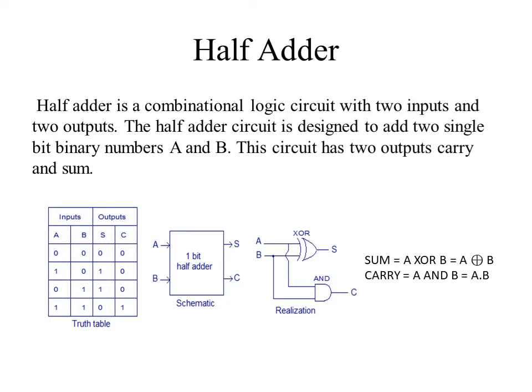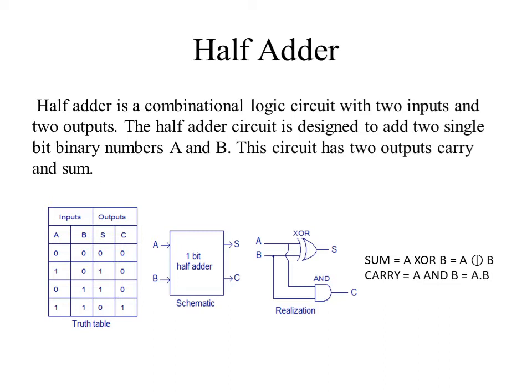The first combinational circuit is half adder. Half adder is a combinational logic circuit that adds two numbers and produces outputs as sum bit S and carry bit C. The block diagram for half adder is shown, in which the two inputs are A and B and the outputs are sum S and carry C.